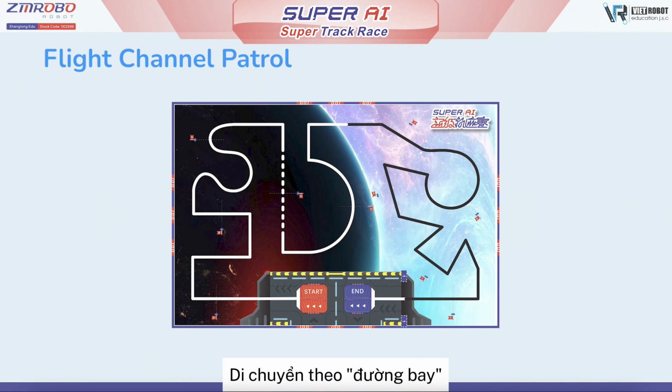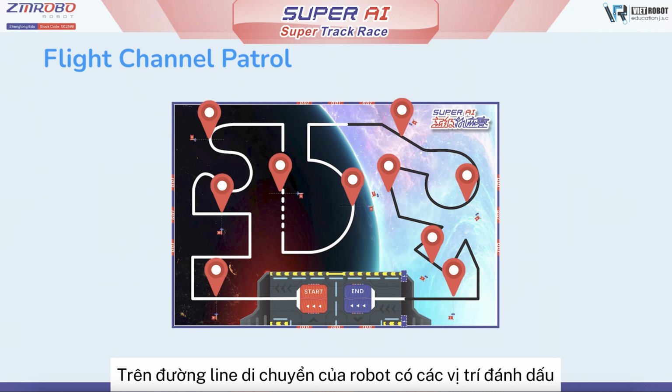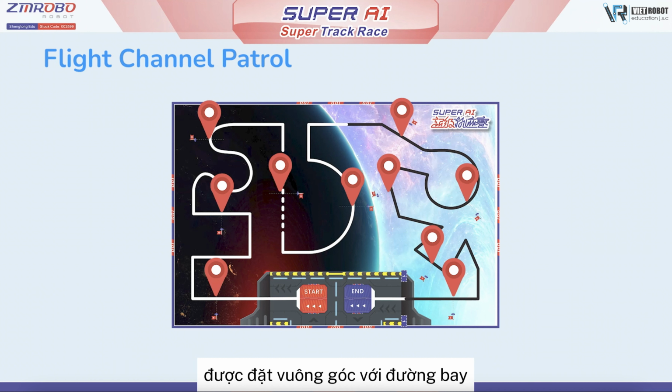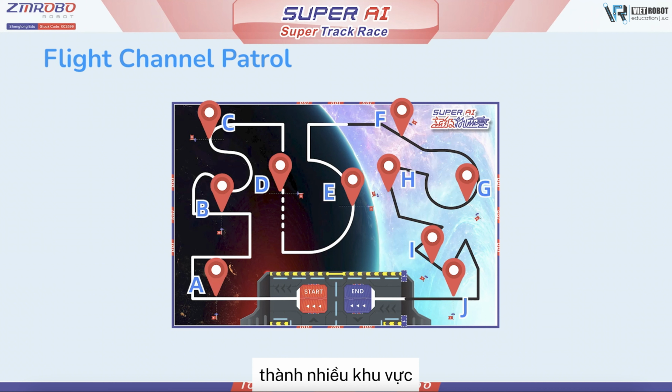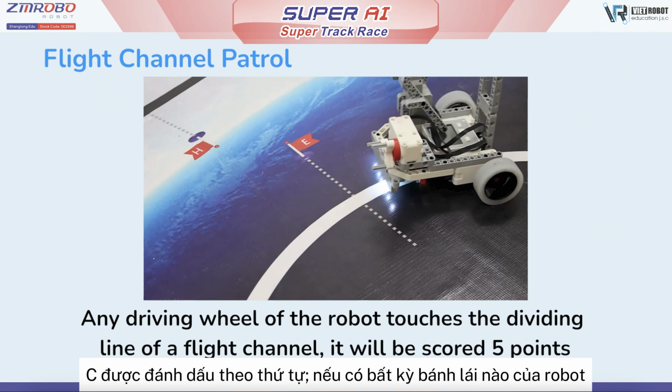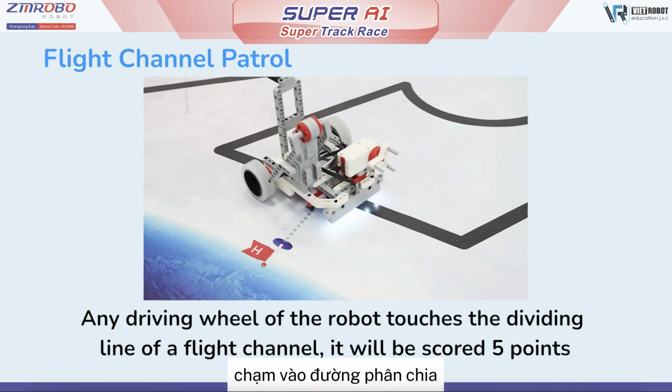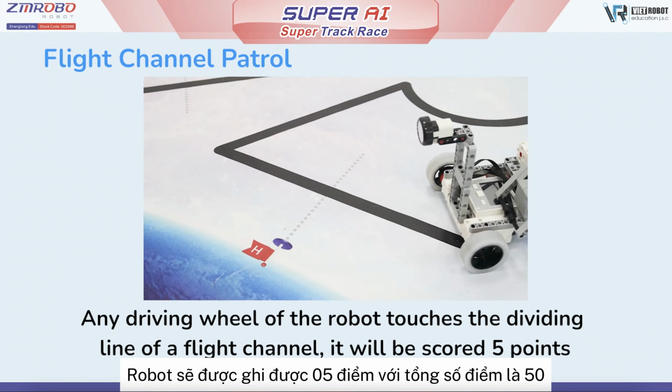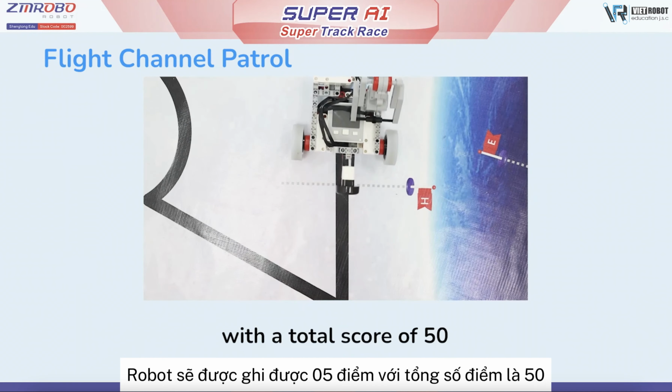Flight channel patrol. On the flight channel of the entire site, there are several dividing lines perpendicular to the flight channel, which divide the entire flight channel into multiple channel areas. English letters such as A, B, C are marked in order. If any driving wheel of the robot touches the dividing line of a flight channel, it will be scored 5 points, with a total score of 50.